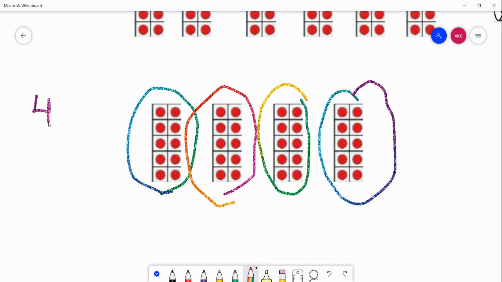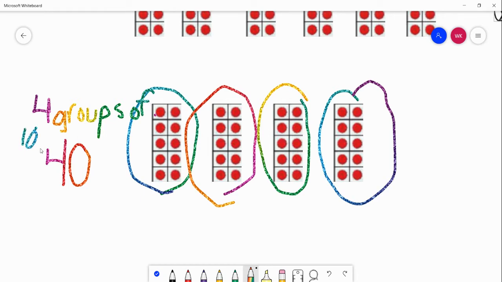And 4 groups of 10, without counting 1, 2, 3, 4, 5, all the way up to 40, you could think 4 groups of 10 is 40. So there are 40 counters right there. So 4 groups of 10 equals 40.